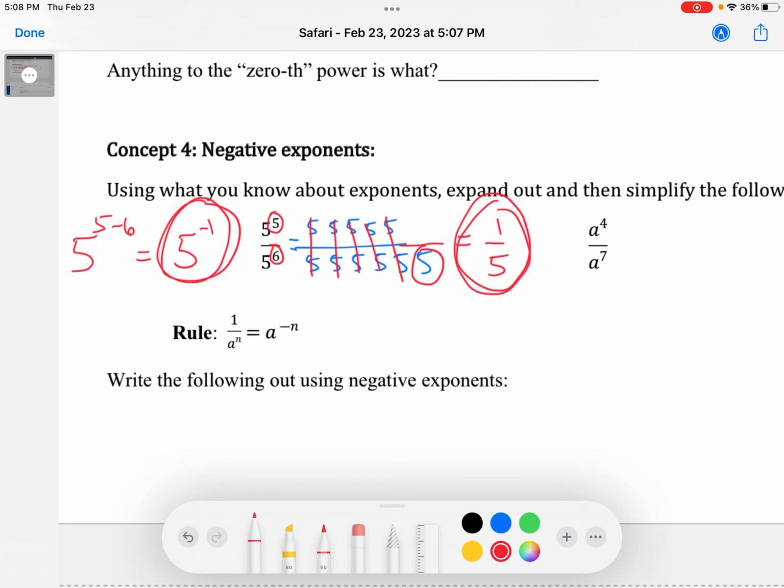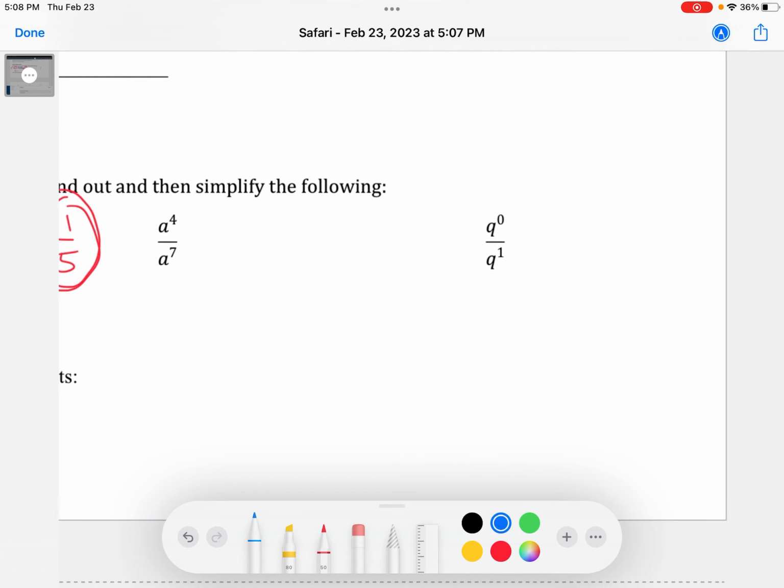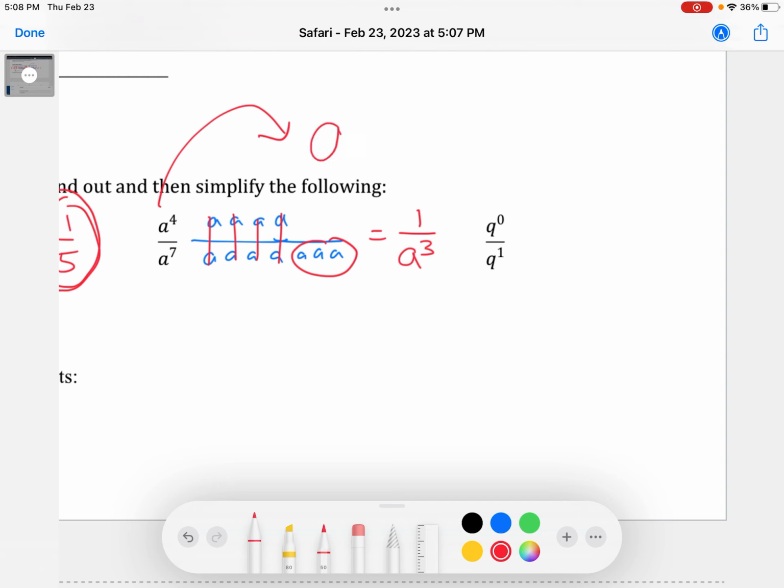All right, let's apply a few more of these and see what pattern we see here. A to the 4th, 1, 2, 3, 4. A to the 7th, 1, 2, 3, 4, 5, 6, 7. When we start canceling, there's going to be how many survivors? You got it? 3 survivors. They're all on the bottom. So we can rewrite this as 1 over a to the 3rd. Well, what if we use our fancy rules of exponents? That's a to the 4 minus 7, which is a to the -3. And there you have it. A to the -3 is the same thing as 1 over a to the 3.